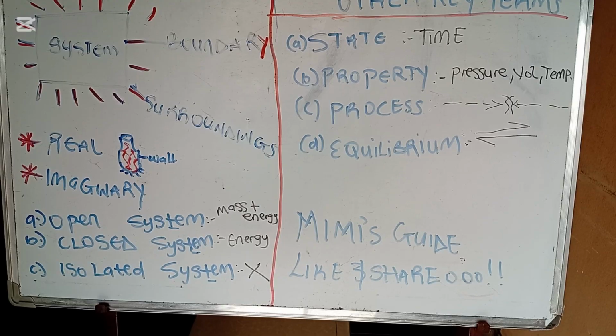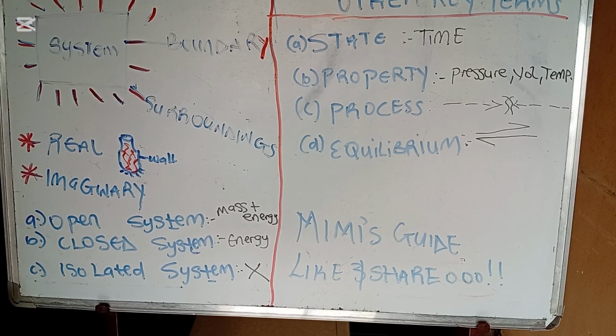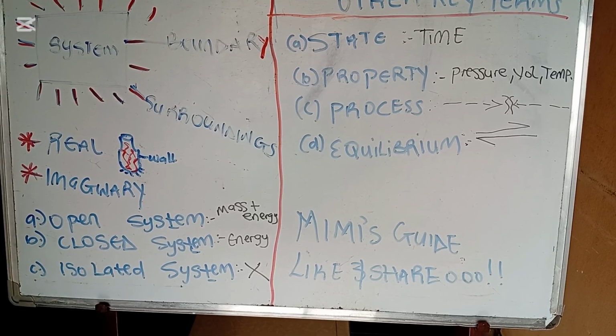And number three, we have the isolated system. This one does not have any exchange. It does not exchange mass, it does not exchange energy, it does not exchange anything. An example of an isolated system is a well-insulated thermoflask.